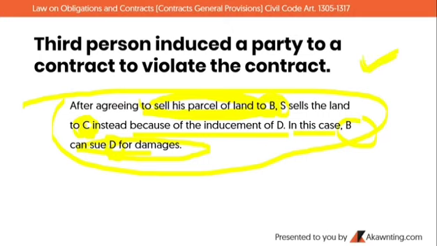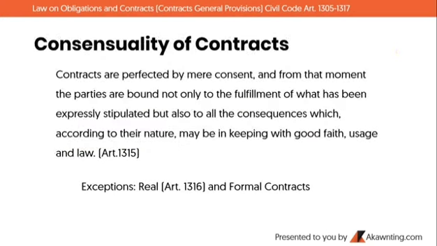Pero, isa nga to sa exemption. Okay? So, this will be the last exemption dun sa relativity of contracts. So, yun. Next, okay? This is the fourth characteristic of a contract. So, we have consensuality of contract.